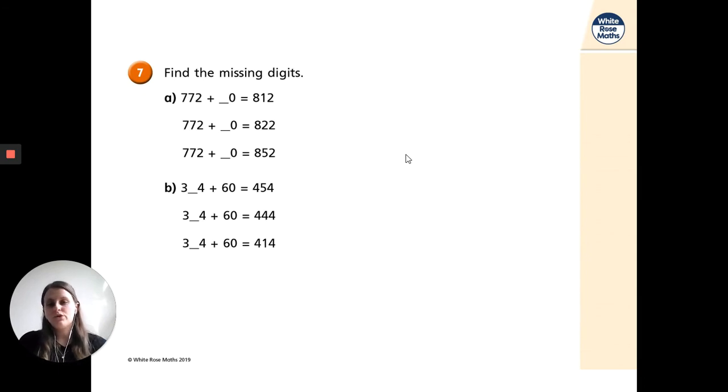You could count on, you could draw 772 and add on and draw on each of the tens that you're adding. Now we know it's going to be a 10 because it's got 0 in the ones column, so your answer will be something with a number of tens and no ones. And then have a go at question B, where you are working out what goes in the tens column even, for your 300 and something with 4 ones number.